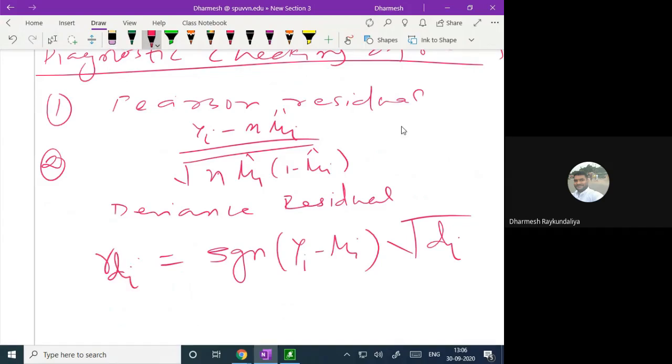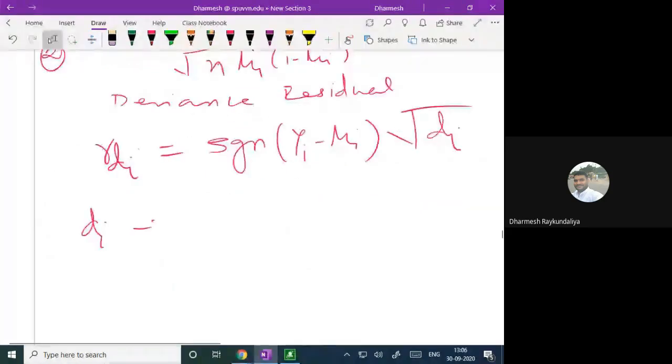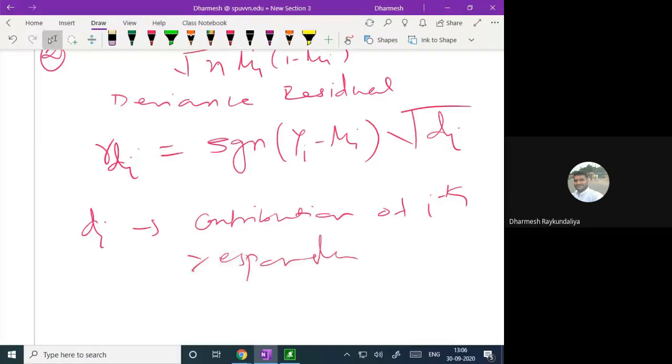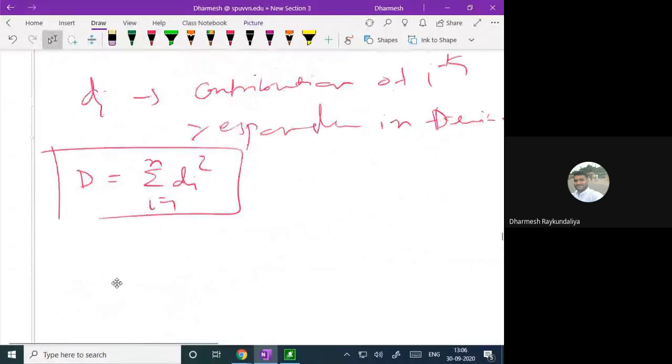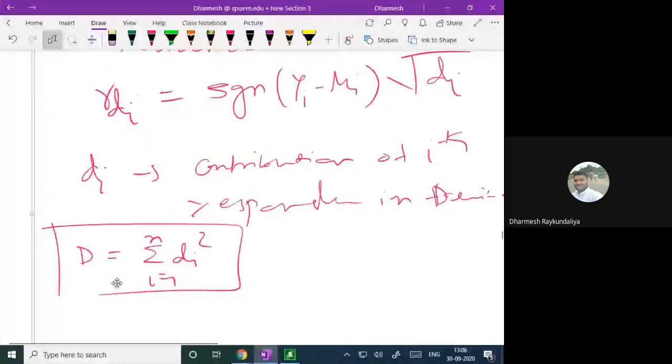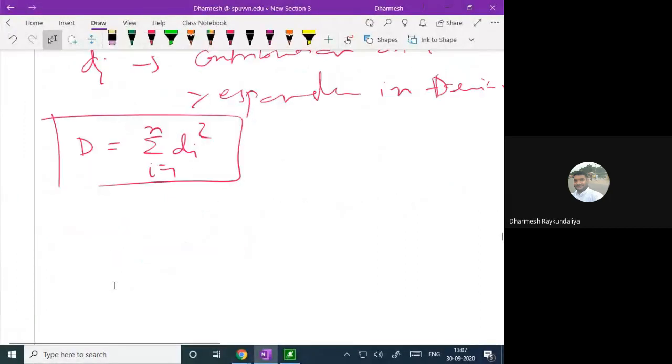And what is the d_i? d_i is the contribution of the ith respondent in the deviance. We know that the deviance D is the summation of d_i, i running from 1 to n, let us say there are n observations. So that relation we know. If y is greater than mu, r_Di takes a positive value; if y is less than mu, it takes a negative value. And the third one is the Anscombe residual.